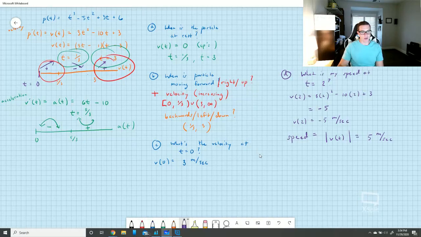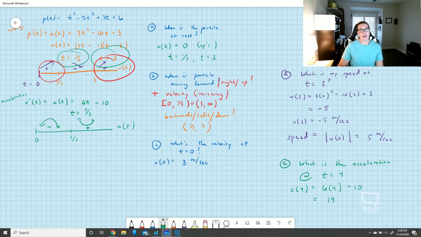And then finally, other questions I can ask you. Like I could ask you, and we'll get more into this again next lesson, the acceleration comes more into play next time. What is the acceleration at t equals, I don't know, 4? Well, that's as simple as plugging 4 into the acceleration function, and you get 24 minus 10 is 14. Now, what are the units on acceleration? It's meters per second.